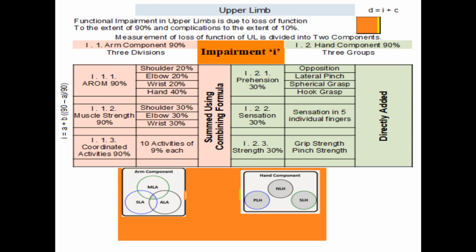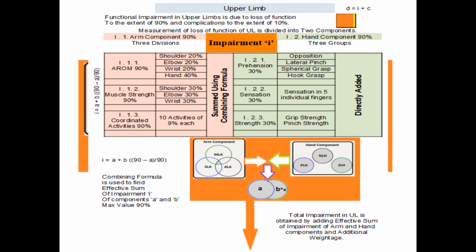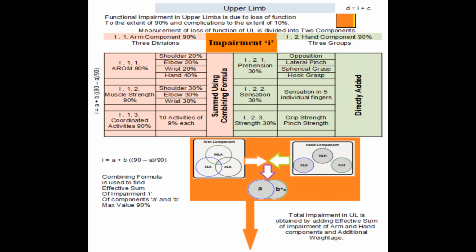Now we have 2 values for the impairment in upper limb. One value for arm component with a maximum value of 90 and one value for hand component which also has the maximum value of 90. After the summation, we want the total to be limited to 90% because in the formula D is equal to I plus C, I can have a maximum value of 90% only. How is it done? Of course, we use combining formula again. Combining formula, as we know already, is I is equal to A plus B into (90 minus A) divided by 90. As we are using combining formula, the final value I or impairment gets limited to 90%. Now we have the final I for the upper limb.